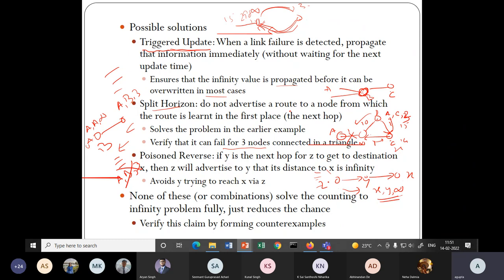Note that in the normal case, when Z advertises to something else, and if this was 1, this was 1, this was 1, let's call this node P. So Z sends to P the correct route: X, 2. It's only to Y that it will send X, infinity, just to the next hop. Even when everything is fine, Y has told it properly that there's a route with distance 1 to X and so on.